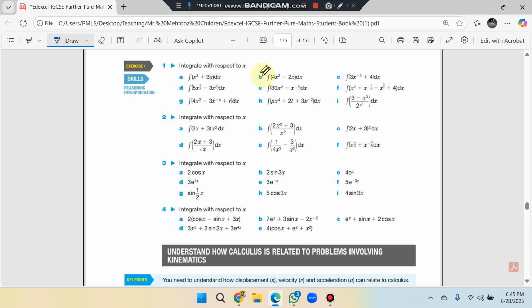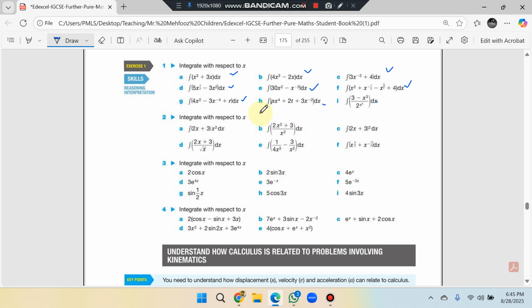Integrate with respect to x. In all these questions, the algebraic functions are given. We have to use just the power rule, and you have seen what the power rule is. Power rule is basically simple: add 1 to the power and divide by the whole new power.